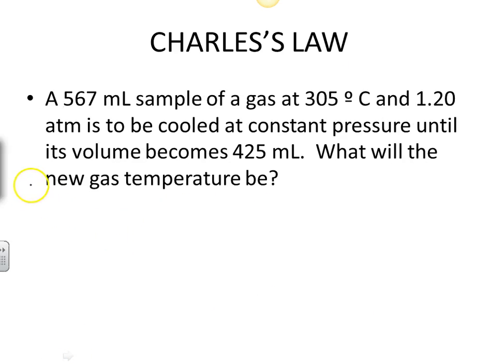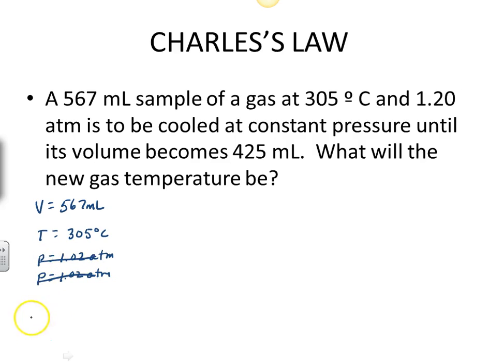And next problem, we've got volume, 567 mLs, temperature, 305 degrees Celsius, pressure, 1.02 atmospheres. It's cooled at constant pressure, so during the cooling, that stays the same, so we can eliminate it. It's cooled at constant pressure until its volume becomes 425 milliliters. What will the new temperature be?